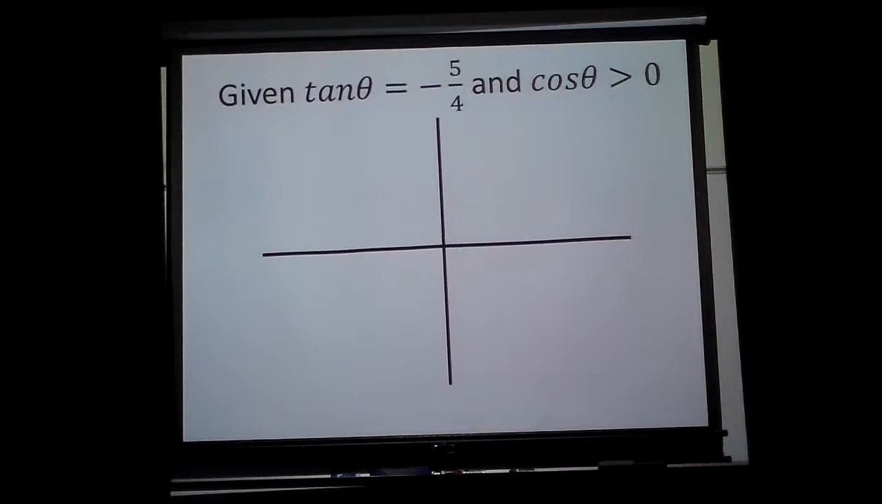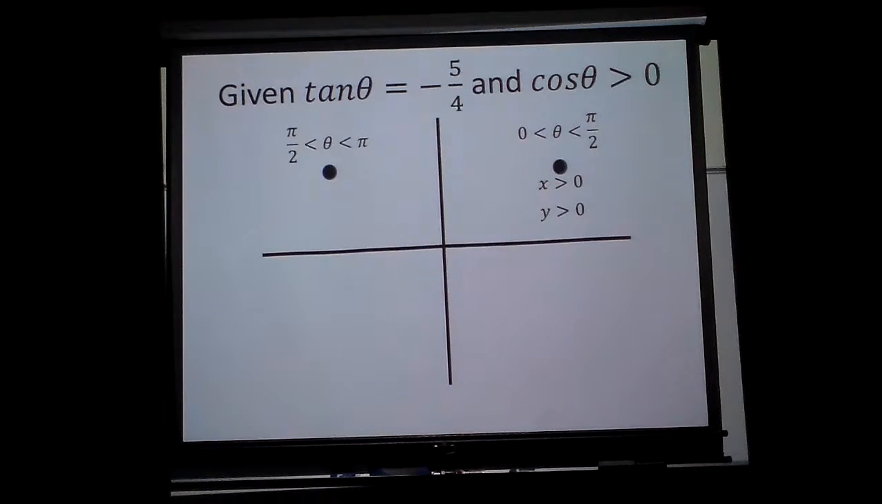All right. The whole reason for that last little video was so we could work this problem right here. Because here's what we know. We have tangent theta = -5/4 and cosine is greater than 0. Well, that tells me something right away if I look at those last papers. What do I know? Well, first off, if cosine is greater than 0, cosine is positive in this quadrant.